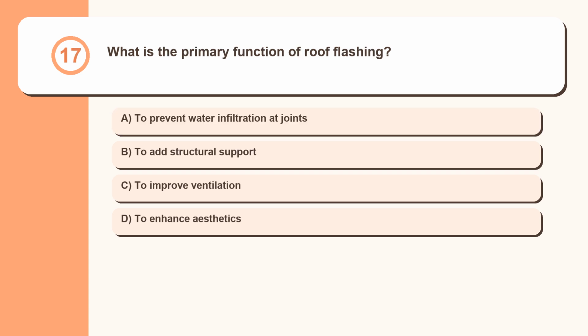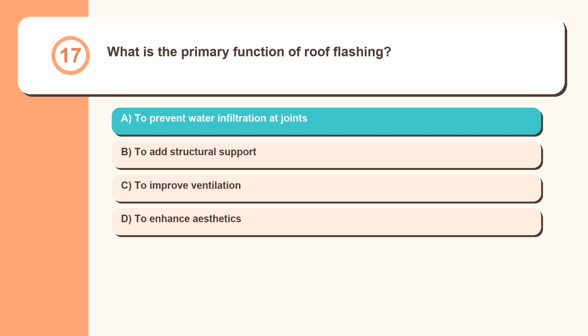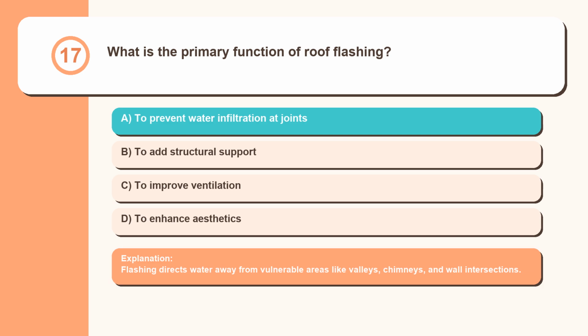Question 17. What is the primary function of roof flashing? To prevent water infiltration at joints, to add structural support, to improve ventilation, to enhance aesthetics. Flashing directs water away from vulnerable areas like valleys, chimneys, and wall intersections.